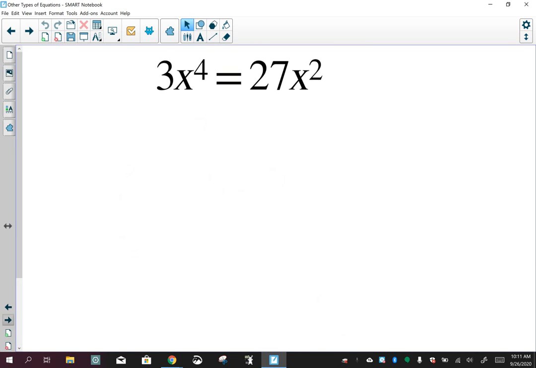We're going to start here with 3x to the fourth equals 27x squared.